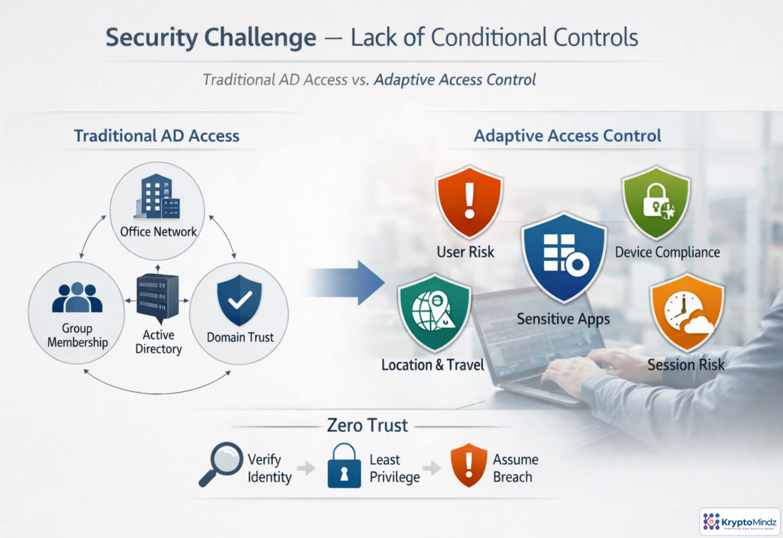Traditional AD relied on the office network, domain trust, and group membership as strong access signals. That model breaks down when users connect from home, mobile devices, and cloud apps. Modern access needs context. Entra ID conditional access can evaluate who the user is, whether the device is compliant, where the sign-in comes from, how risky it appears, and which app is being accessed. The outcome is not just allow or deny. Access can require MFA, demand a compliant device, limit a session, or block the request.